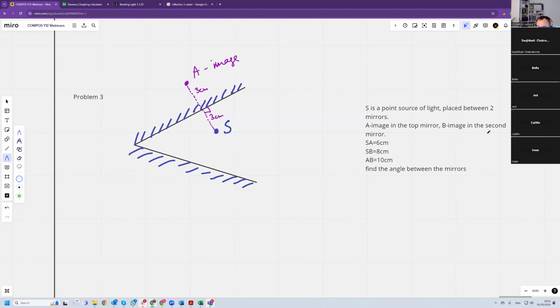B is the image in the bottom mirror. Okay, so we go. B is another image. And we know that SB is 8 centimeters, so that means this is 4 centimeters, and this is 4 centimeters. Finally, they tell us that the distance between the two images is 10 centimeters.